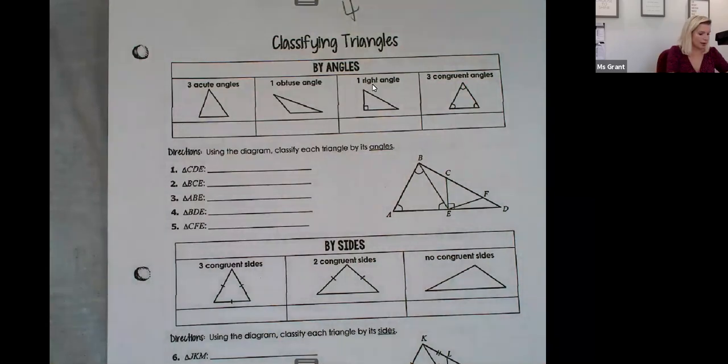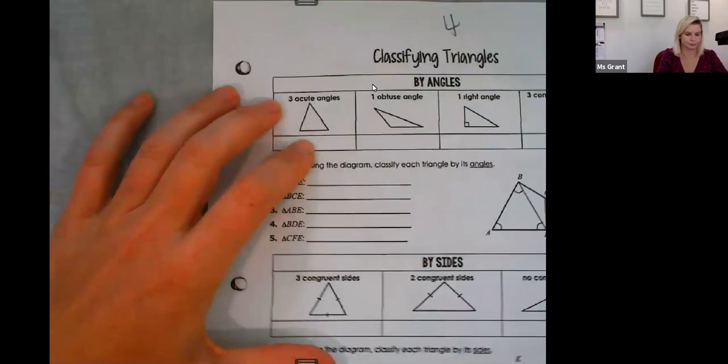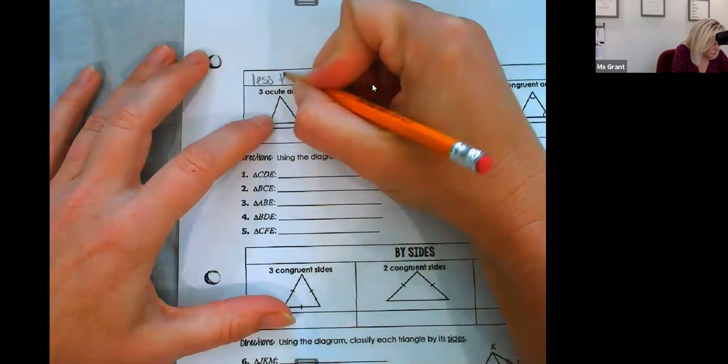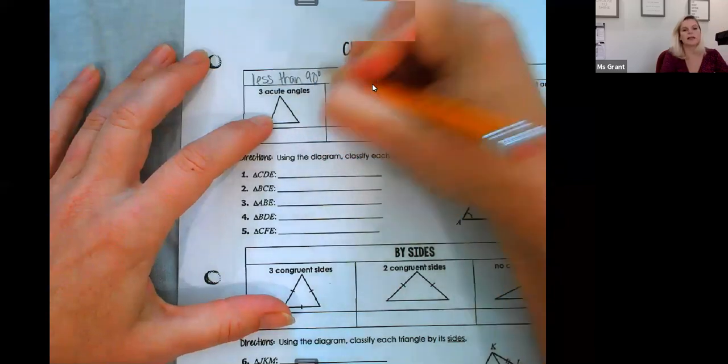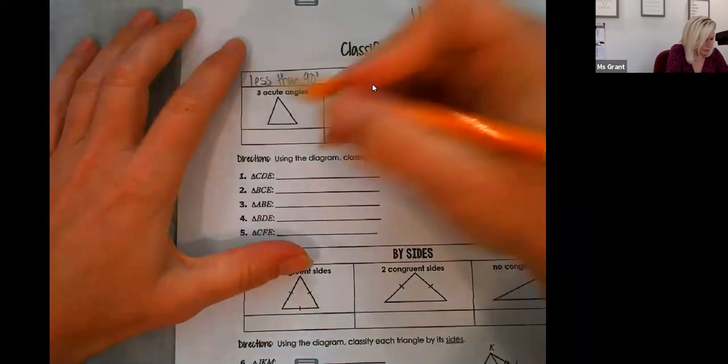Angles, 3 acute angles, right? Well, the whole triangle itself is called an acute triangle. Less than 90 degrees. Every single angle is small, no right angles. Acute triangle.